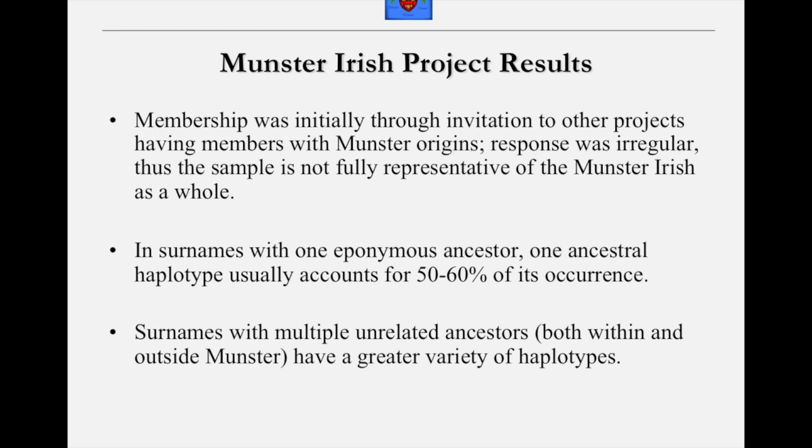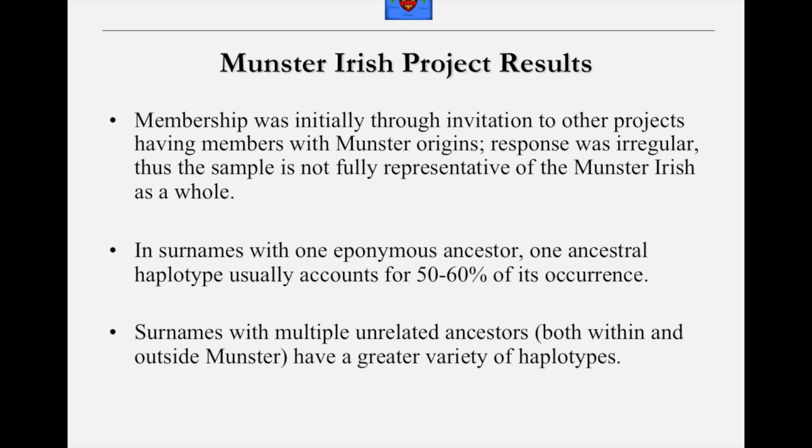The way we started this project, we wrote to as many other projects as we could that we felt had participants who could have a Munster background, and we invited the administrators to contact their populace and join our project as well. So it's not random selection, the project is self-selected to that extent. Since then, we've obviously had people joining at will, and slowly as we build up the membership, we have a more representative sample.